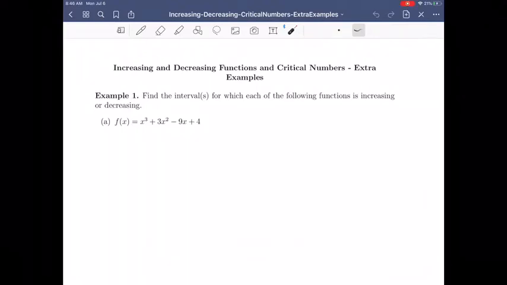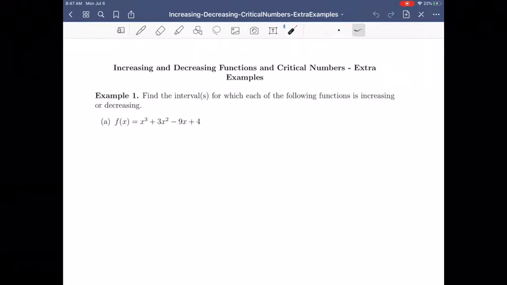In this video, we're going to do some extra examples for determining where a function is increasing or decreasing and finding its critical numbers. So let's get started. So this example 1a, we want all the increasing, decreasing intervals.